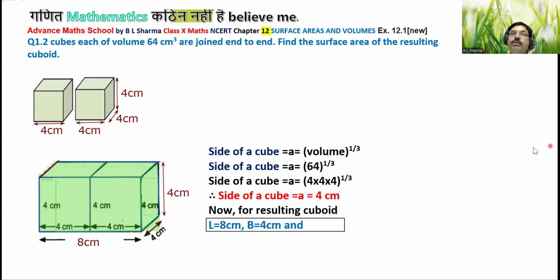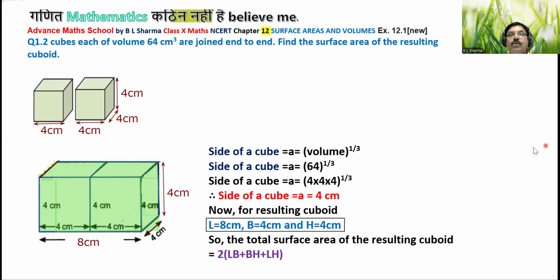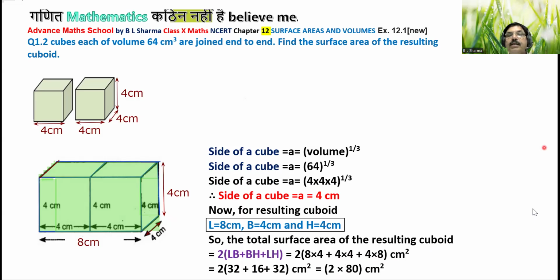And now apply the formula of total surface area of a cuboid, that is given by twice of length into breadth plus breadth into height plus height into length. You replace L by 8 centimeter, breadth by 4 centimeter, and H, means height, by 4 centimeter. So twice of 8 into 4 plus 4 into 4 plus 4 into 8. That is twice of 32 plus 16 plus 32, so twice into 80, that is 160. So 160 centimeter square is the total surface area of this resulting cuboid. That's all for this question.